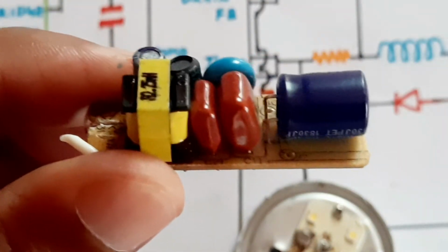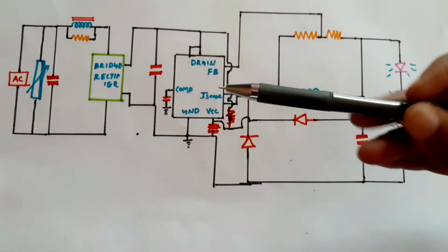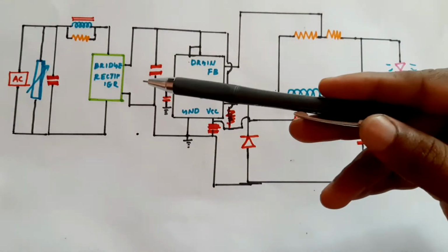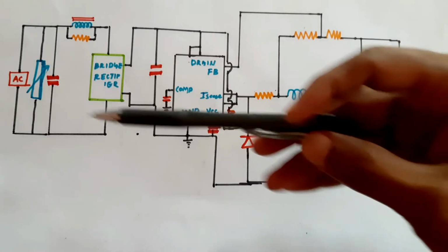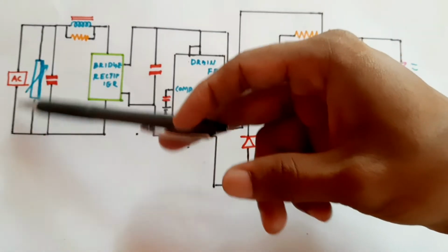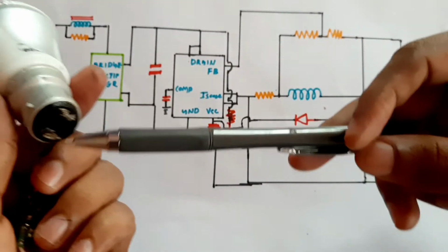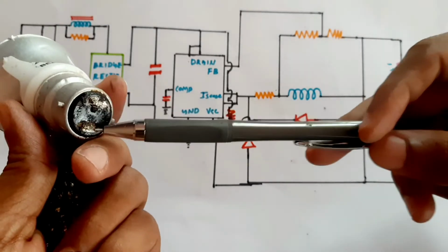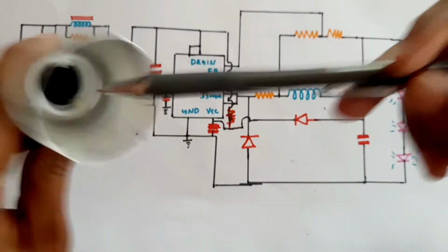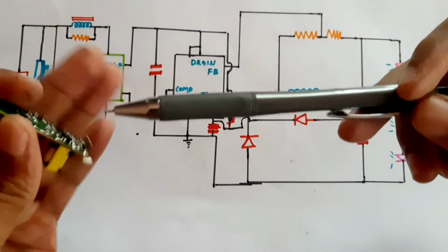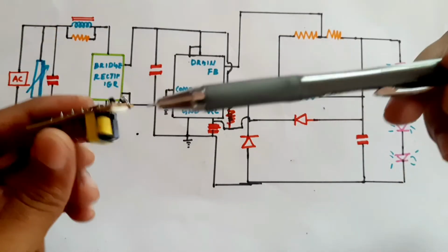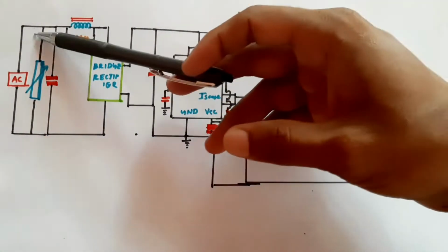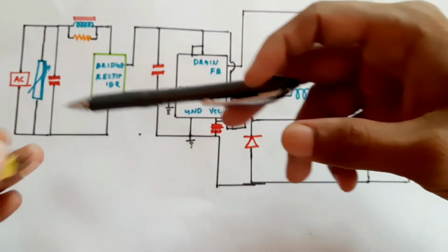Now I have drawn the circuit diagram of this circuit and we will check how this is working. This is the circuit diagram of the LED bulb. Here we can see that this is the AC. When we connect the bulb, the AC is coming from this point and it is connected to this. This is the AC point and it is connected to an MOV.